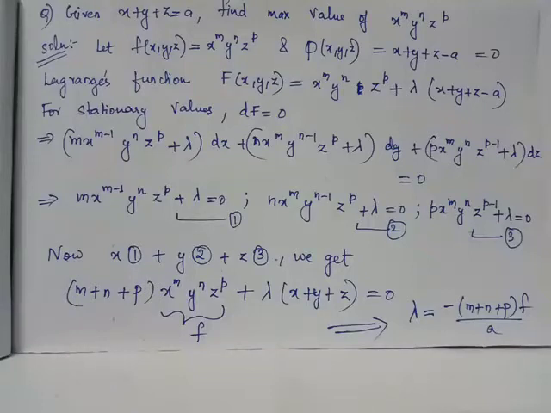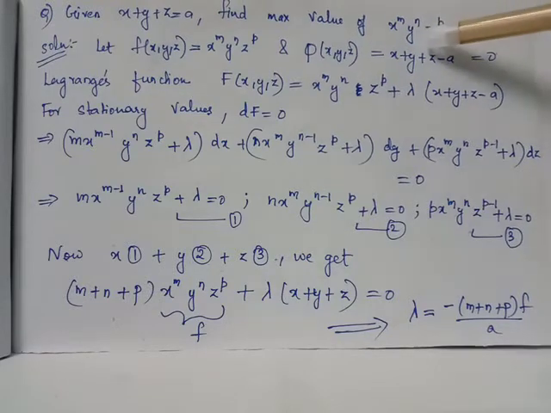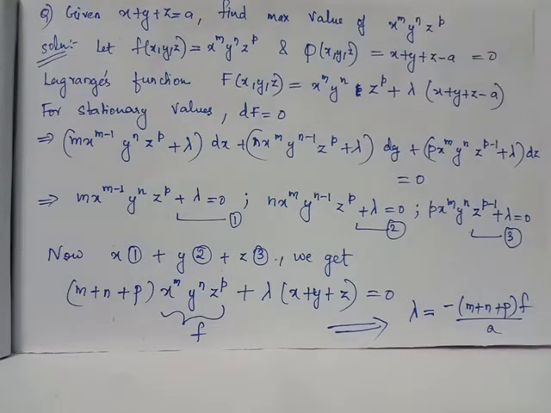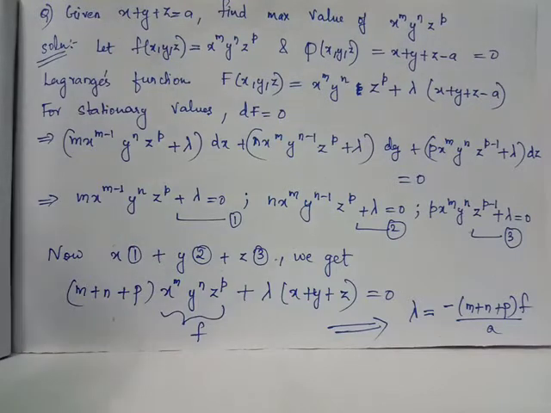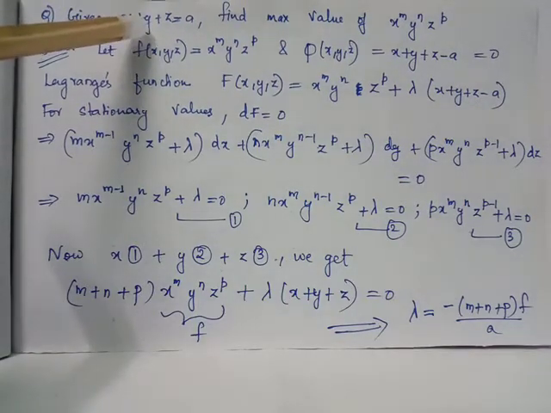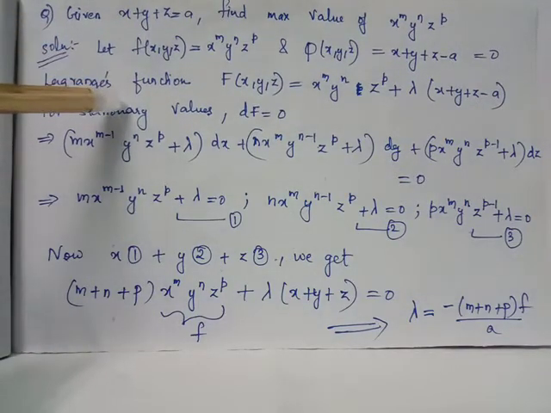Another example is to find the maximum value of a function x raised to m, y raised to n, z raised to p, where we are given the relation x plus y plus z equal to a. We know that the function whose maximum value is to be found will be denoted as small f, and the relation connecting x, y and z will be denoted as phi. We obtain Lagrange's function capital F equal to small f plus lambda times phi.